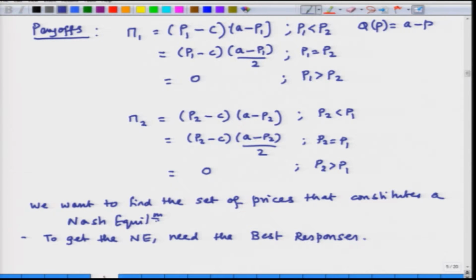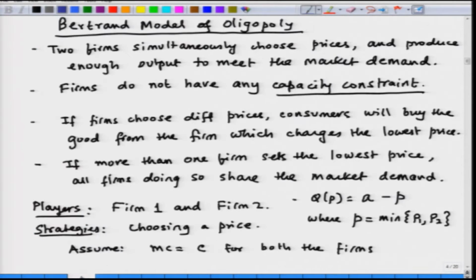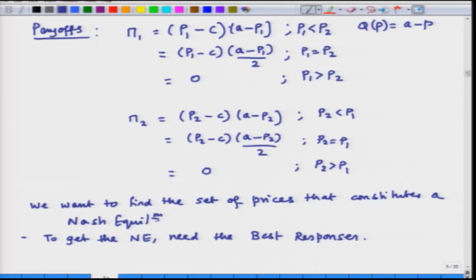Unlike the Cournot model, where we had profit functions which were continuous everywhere, so we could simply take the derivative of the profit functions and draw the best response functions, here there is a discontinuity. When P1 is less than P2, the profit takes a particular form; when P1 is greater than P2, it becomes 0. It is not very convenient to take derivatives and draw the best response functions. So, we will start with first principles and look at the best response for firm 1 for each possible choice of P2 chosen by firm 2.